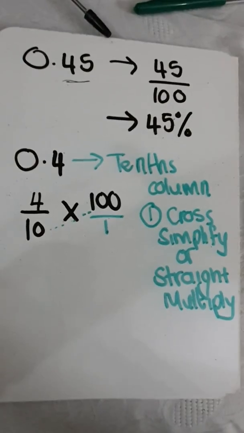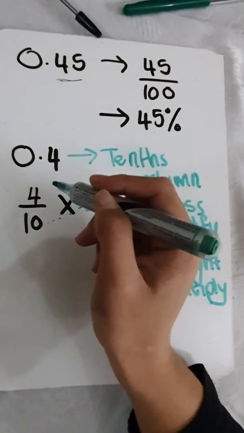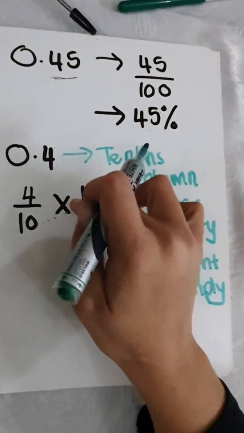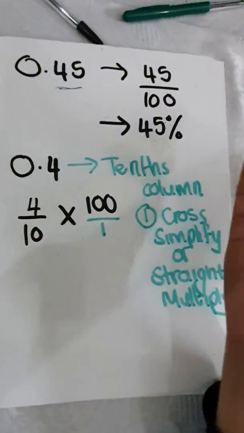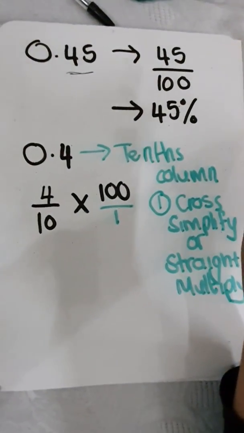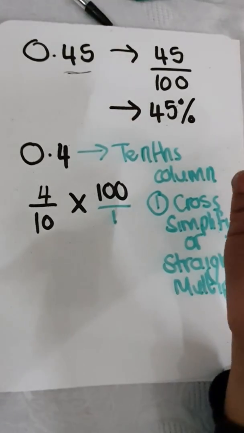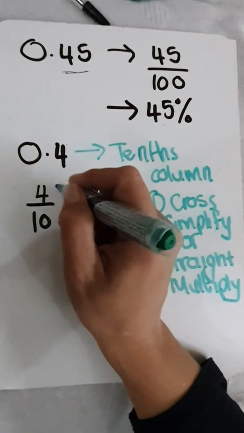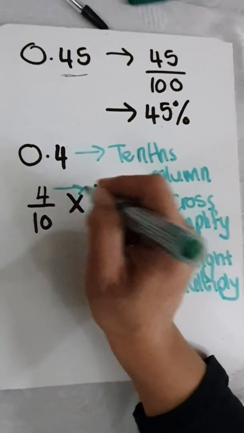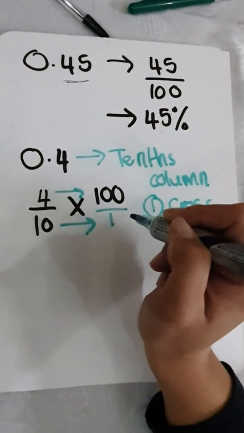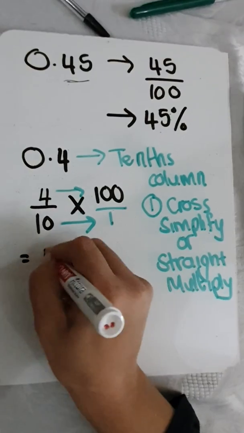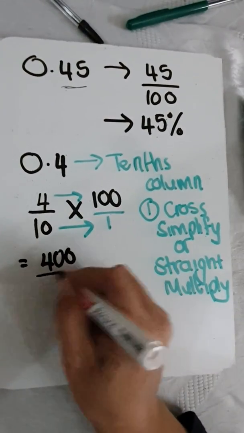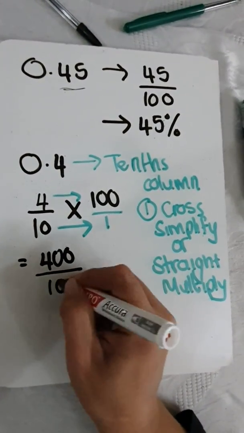The other one is when you want to straight multiply, we will simply look at 4 times 100 and 10 times 1. So, let us first start with our straight multiplication because that is the easiest and the most common way that you know up until now. That means we are going to say 4 times 100 and 10 times 1. 4 times 100 gives us 400 and 10 times 1 gives us 10.